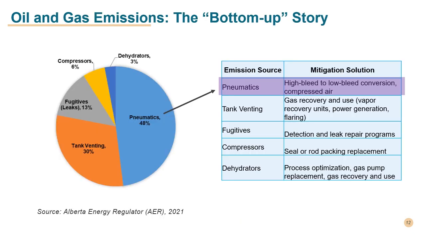Looking at a typical bottom-up, we can take Alberta for example, as we expect this distribution of emissions to be representative in other countries as well, with a large chunk of it being pneumatics, tank venting, fugitive, and other emissions. For these emission sources, there are mitigation solutions available. For pneumatics, for example, there are high bleed to low bleed conversions as well as compressed air installations. These emissions all have mitigation technologies that can be applied.